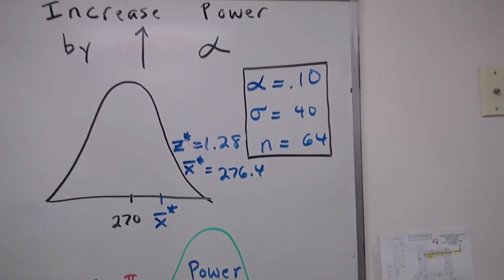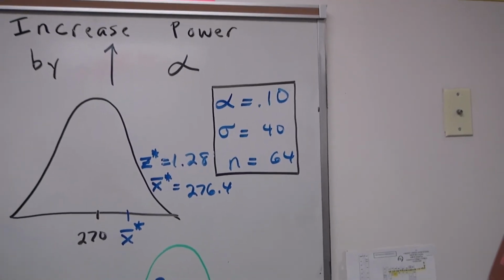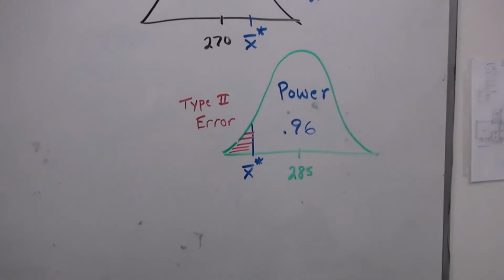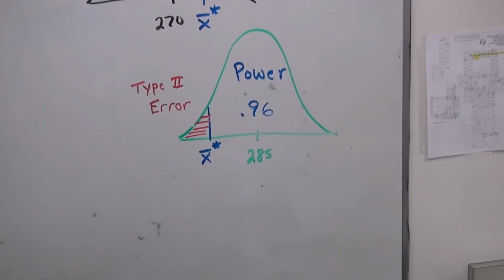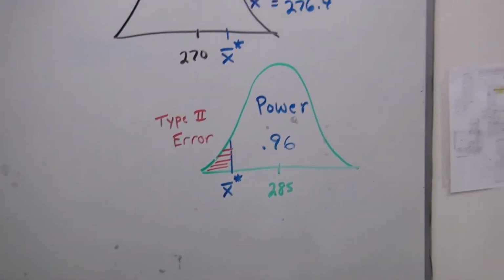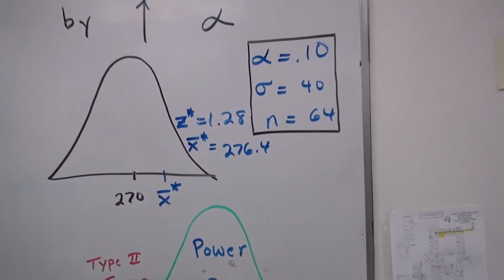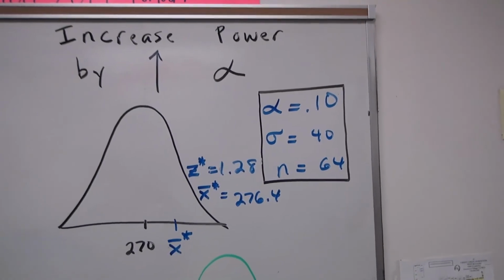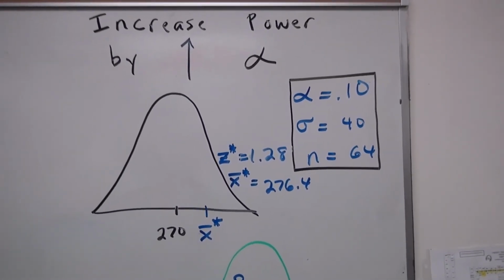But the question to ask is, can we live with a greater chance of a type 1 error? Because honestly, when we're going to run this test, we don't really pretend to know that the true mean is 285. So supposing we really have no clue, can we live with a 10% chance of making a type 1 error? And this is where we just use some common sense.